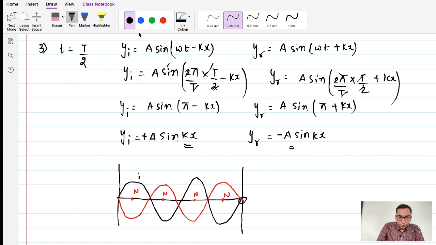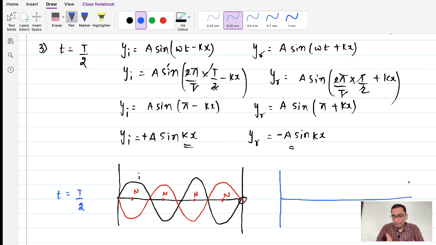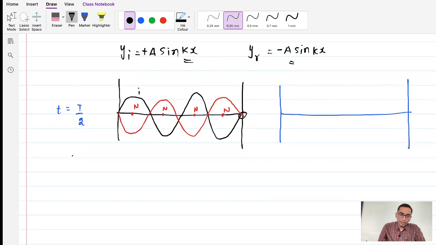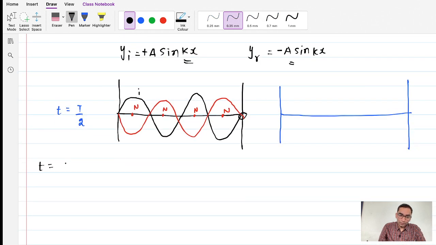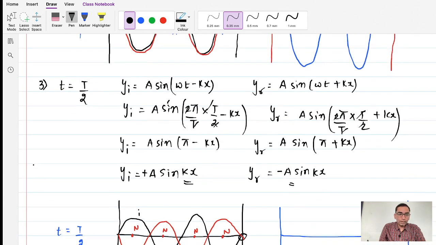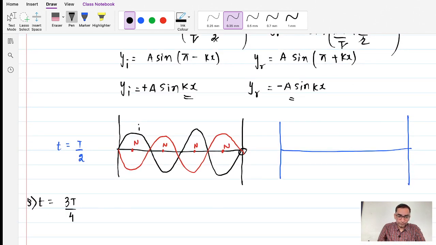So here I should be writing, this is the case at time is equal to T by 2. So the resultant wave here will be a flat string because the waves are actually going to cancel each other off. So the rope is going to remain flat. Now the last I would be doing for you is at time is equal to 3T by 4. This is which case? Fourth case, I am sorry.